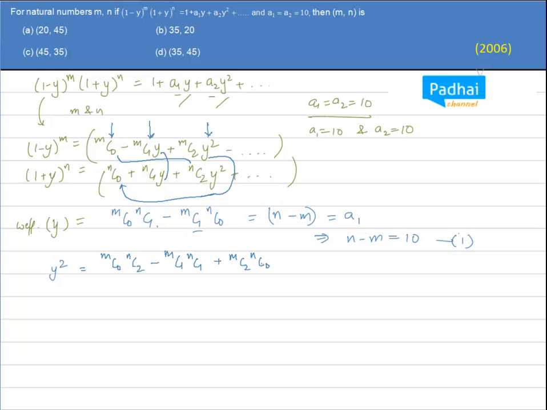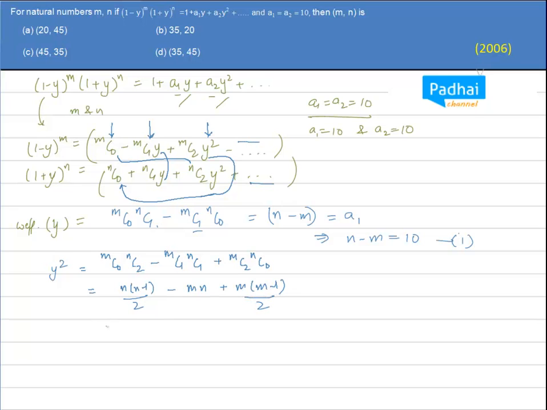nc0. So this will be the coefficient of y square, because I need not take the further values in this series. Why? Because those will obviously be greater than y square. It will be y cube, y4, which will not lead me to a y square term. So what would it be? It will be 1. This will be n into n minus 1 by 2. This will be mn, and this will again be m into m minus 1 by 2.